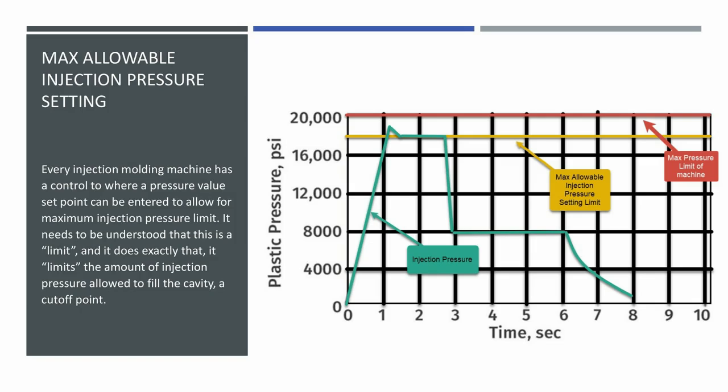As you can see in this graph here, we have our injection pressure trace, and then we have the yellow line. That is our max set limit. That's our actual setting that we entered into the machine. And in this case, the machine we're using has a maximum available pressure of 20,000. So we are pressure limited in this graph because we're hitting our own limit. This is a pressure limited process based on hitting our own limit.